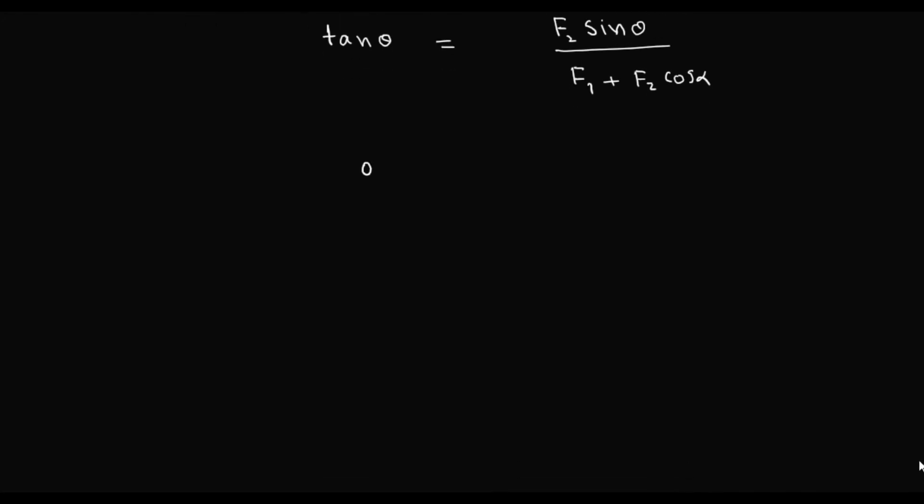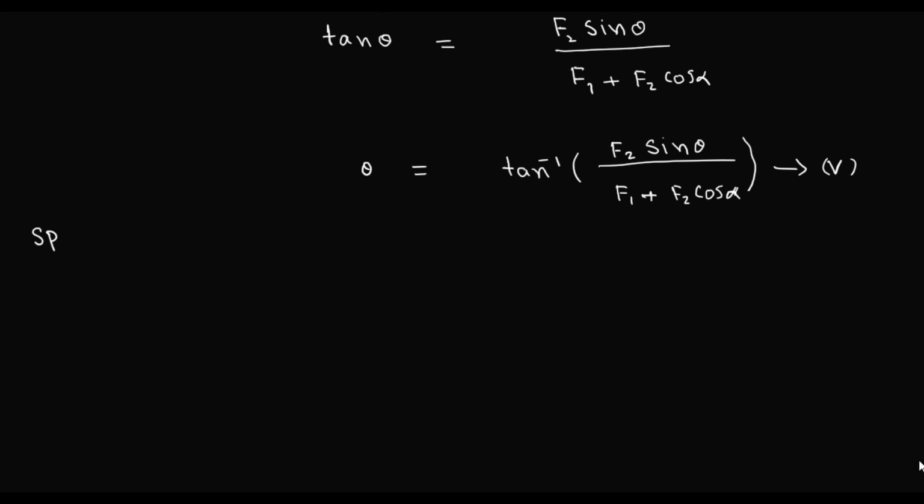Now theta is equal to tan inverse of F2 sine alpha divided by F1 plus F2 cos alpha. We can call this equation 5. So we are drawing the results of these equations. I will also give you the notes that I am writing here; you can download these notes.